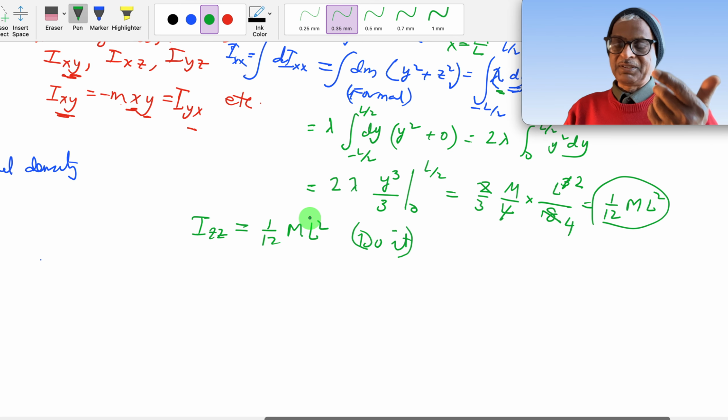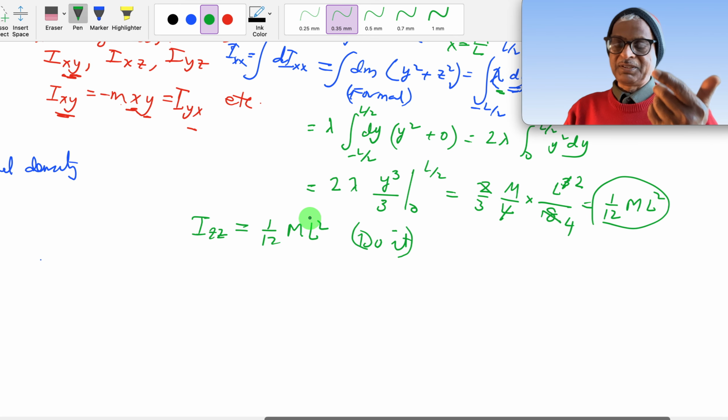Iyy is set up the same way. So this is going to be lambda dy, and because this is y, this is going to be x square plus z square. But each one of them is 0 for this element, this dm. If you look at the dm, x and z are 0, so this thing is 0.